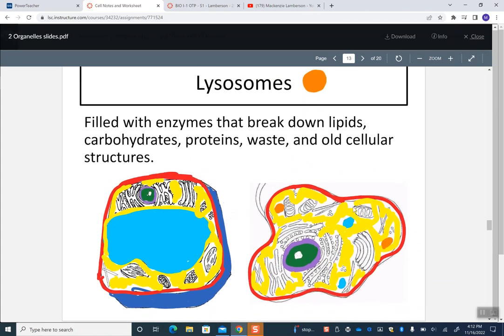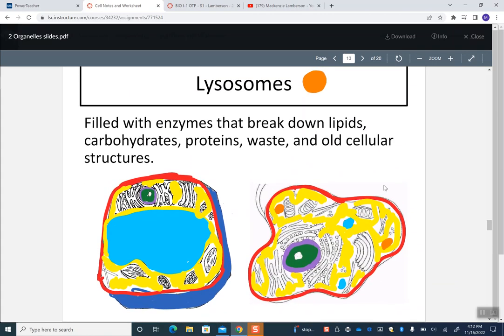Now we have lysosomes. I included these in orange, and these are only found in the animal cell here, and I colored them in right here. They're these little circle things, and they're actually filled with enzymes that we talked about the last few classes. These enzymes break down the lipids, carbohydrates, proteins, waste, any old structures. They break everything down that is not needed anymore. So these are only found in animal cells.